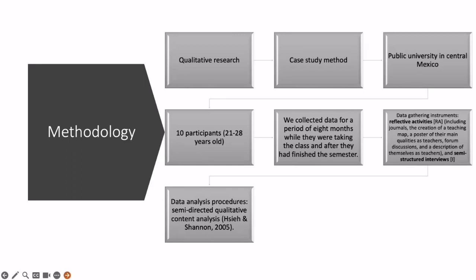We collected data for a period of 8 months while they were taking the class and after they had finished the semester. This period of time encompassed reflective activities, including journals, the creation of a teaching map, a poster of their main qualities as teachers, forum discussions, and a description of themselves as teachers, and also semi-structured interviews that were conducted via Zoom with each participant after they had finished the semester. The initial analysis of these activities was done using semi-directed qualitative content analysis.